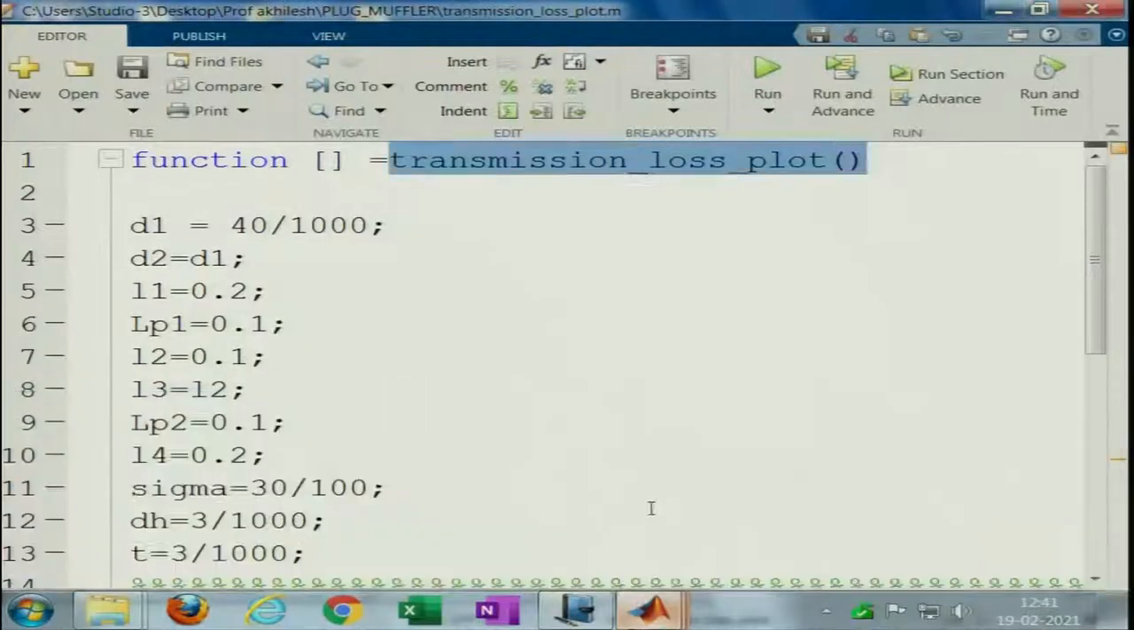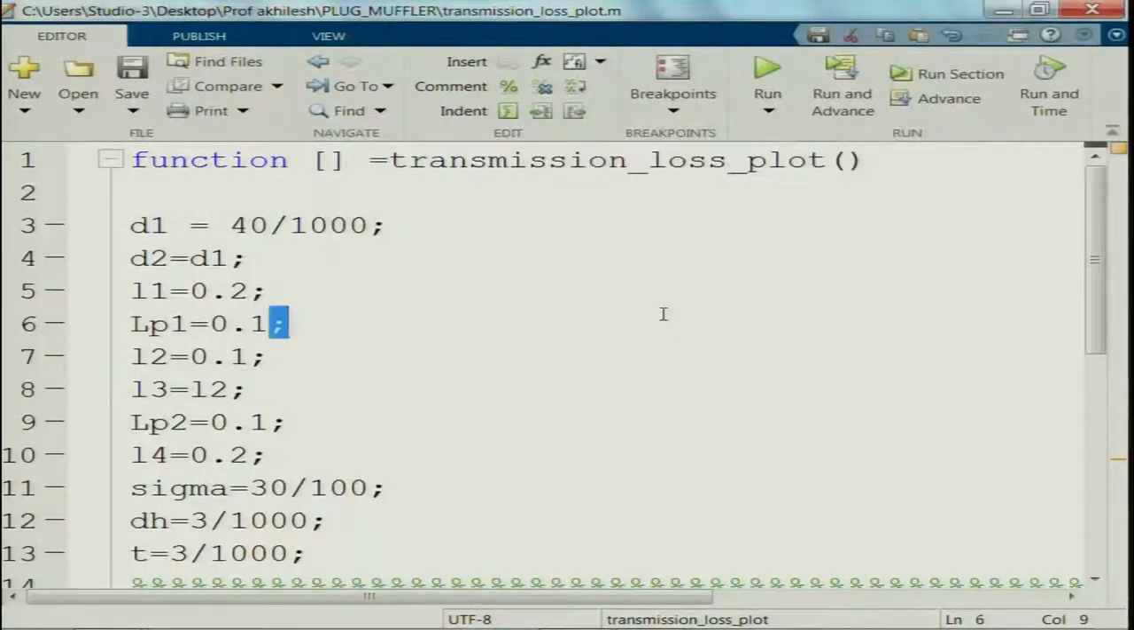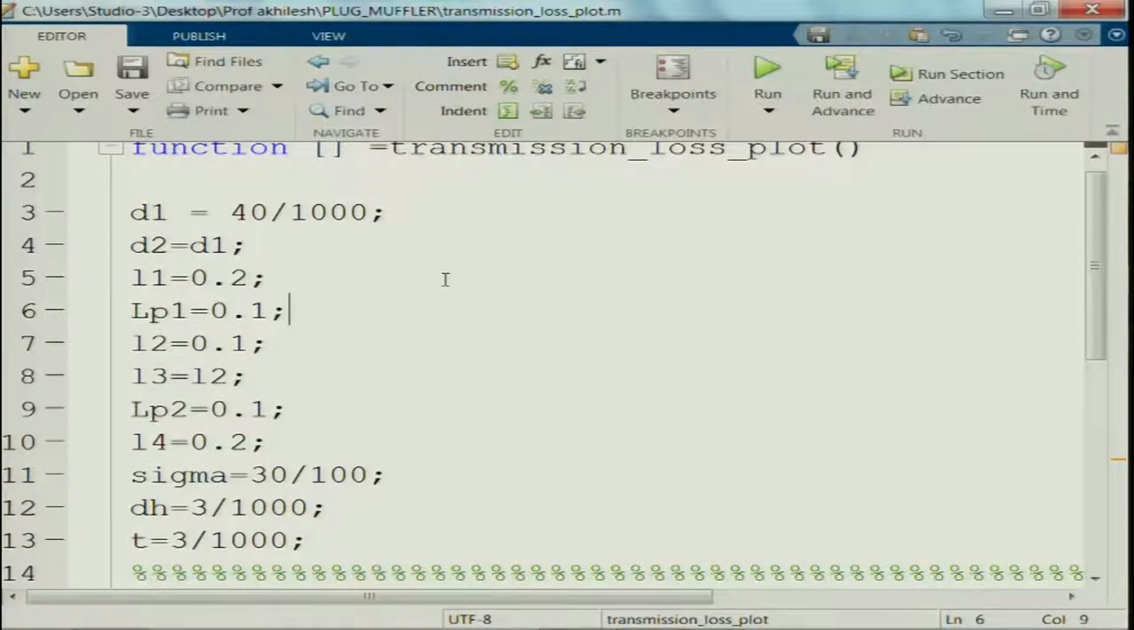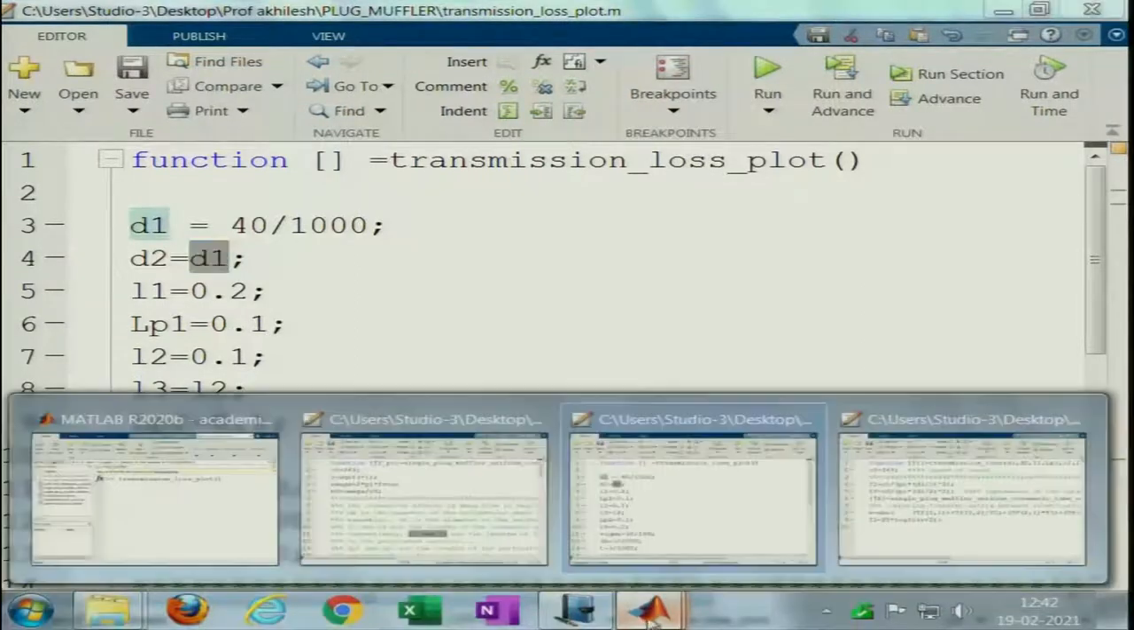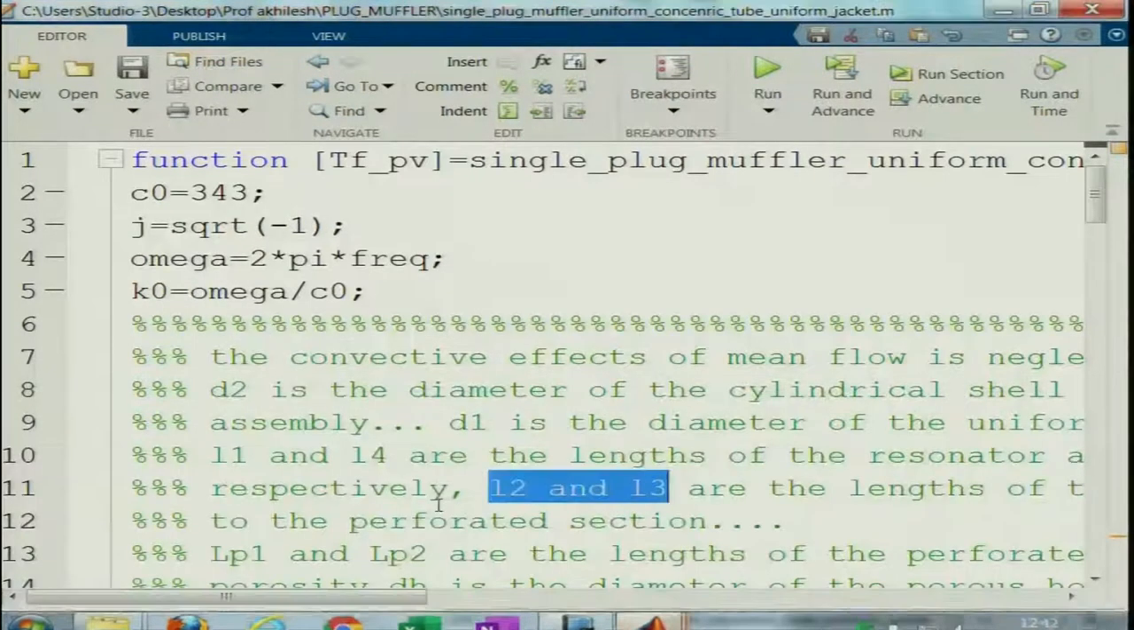So, I have made some small changes in the code, not much. Instead of entering these in the same file, whenever we need to do parametric studies, we simply need to change these values without having to bug the user. Before I hit run, the inner perforated duct diameter is 40, and I guess I have made a mistake here. This D2 cannot be equal to this. D2 is the diameter of the cylindrical shell, my mistake.